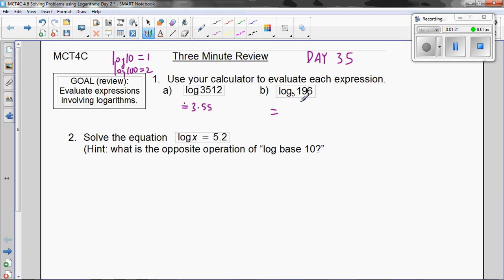This one, log base anything of anything, we can use the change of base formula, right? Log of the power over the log of the base, and that is about 3.3-ish.